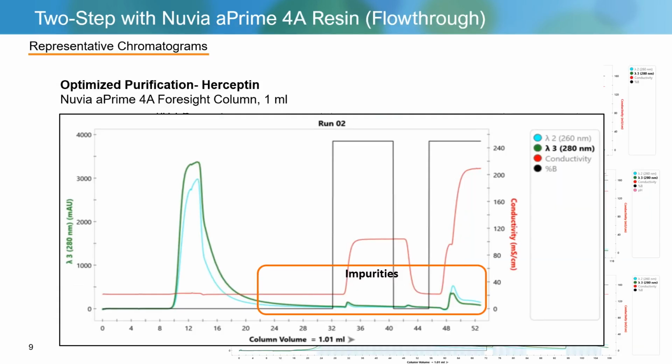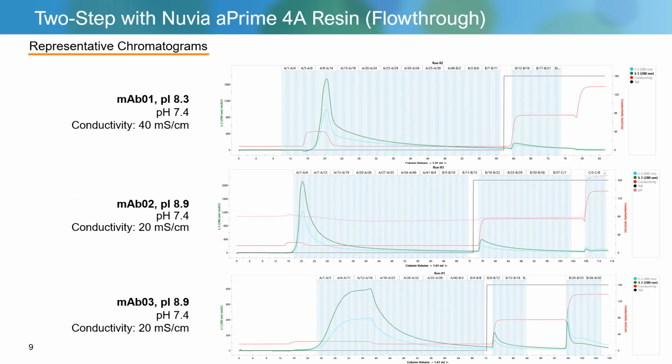On the screen you can see a chromatogram from a Nuvia aPrime 4A run, which was done in flow-through mode with conditions optimized specifically for the reference Herceptin project. Very similar conditions were used for the purification of three different mAbs. Chromatograms, however, are not comparable to the reference process, and you can see a distinct tailing observed in each case.